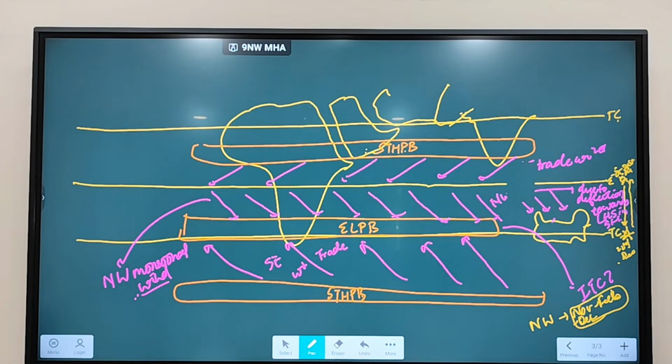Clear? By March, the sun will again be back at the equator. So this wind will be stopping. Fine. So generally it blows in November, December to February. We'll generally see the blowing of this type of wind. Fine.